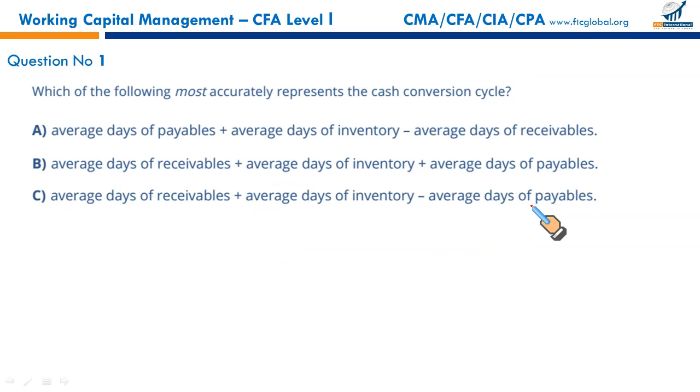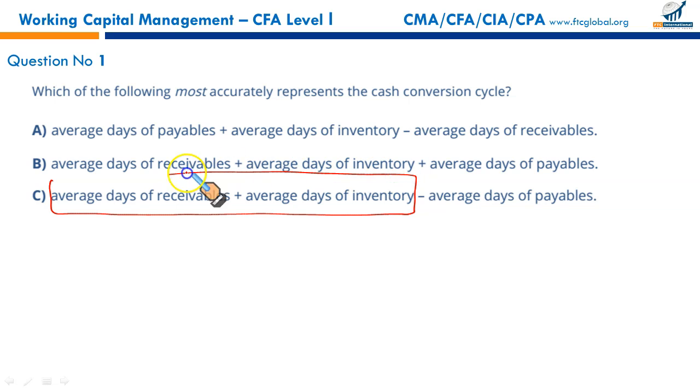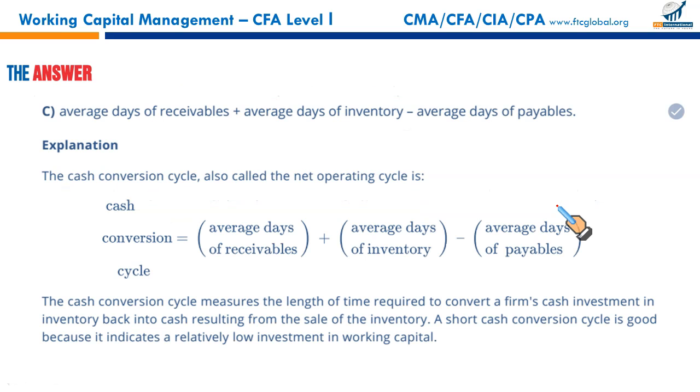But if you're required to calculate the operating cycle, it is simply the sum of these two: average days of receivable, average days of inventory. That's your operating cycle. If from operating cycle you deduct your average days of payable, it will give you the cash conversion cycle, that is C.